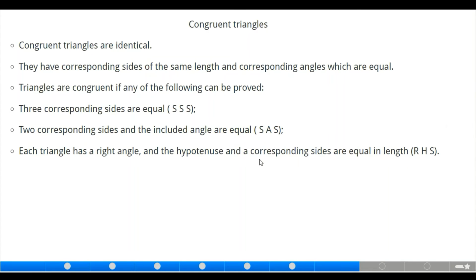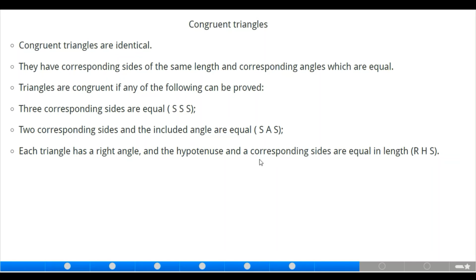So we have congruent triangles. Congruent triangles are identical. They have corresponding sides of the same length and corresponding angles which are equal. So their sizes and lengths are equal, and their angles as well are equal.